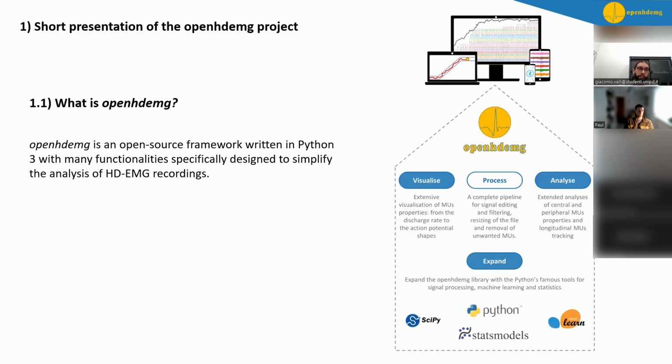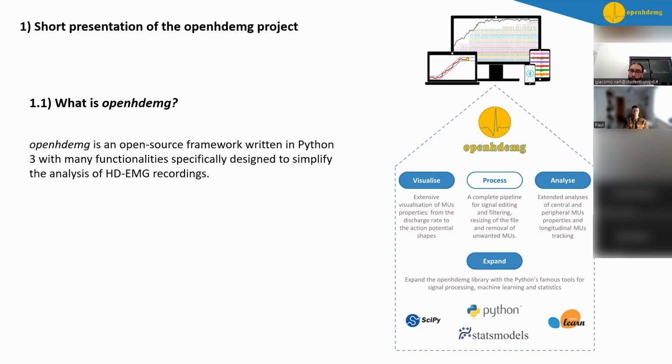So openhdmg is a free and open source framework, written in Python 3, which has many functionalities that are specifically designed to simplify the analysis of HD-EMG recordings. With the current openhdmg, what you can do is open a decomposed file that is coming from a number of sources. We are trying to allow the users to open more or less any kind of file, coming from one software, another software, a custom implementation, and so on, all of them with the same structure that we will see later on.